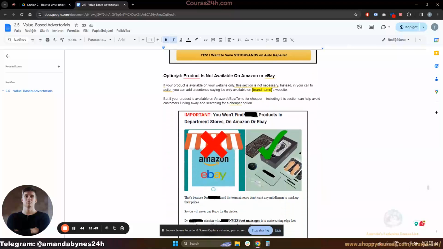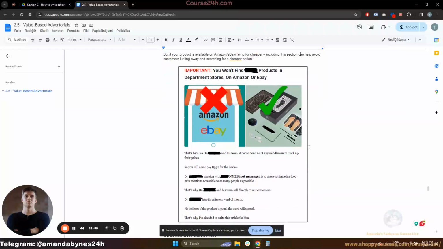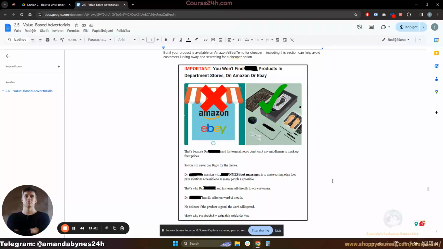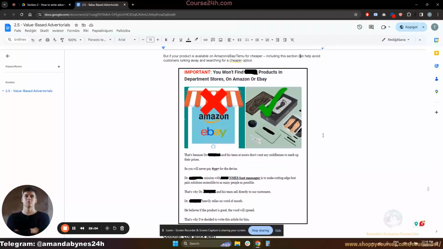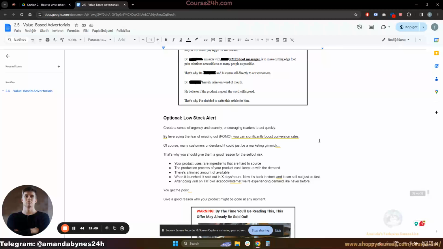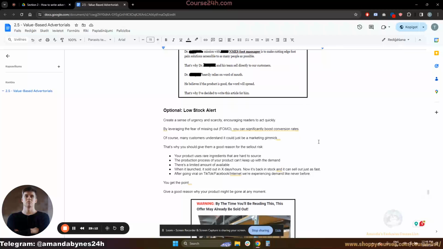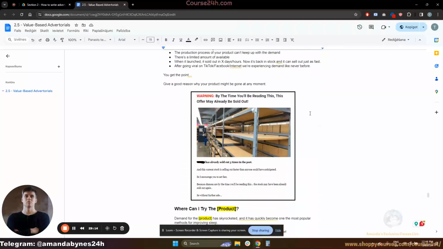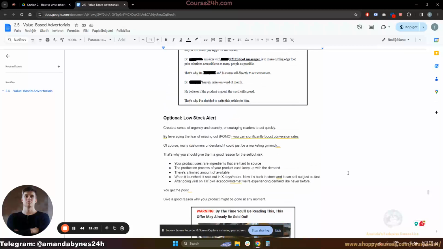And yeah, optional, I've discussed this before. If you have products that are available on different websites, you can include this section. But if you don't want to include this section, you can just put one sentence in your call to action that it's only available on this website, or that on this website it's available at this discount. So they'll be eager to click and visit your website instead of searching for it elsewhere. And the same for the low stock. You can either create a whole section for it, or you can put one sentence about it in your close or the call to action.